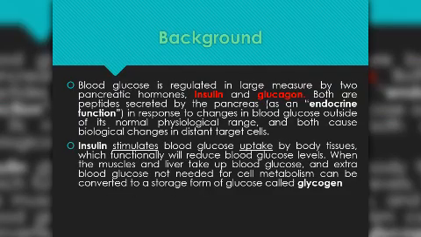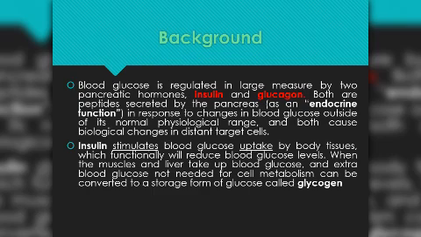Blood glucose is regulated in large measure by two pancreatic hormones, namely insulin and glucagon. Both are peptides secreted by the pancreas in response to changes in blood glucose outside of its normal physiological range, and both cause biological changes in distant target cells. Insulin would stimulate blood glucose uptake by body tissues, which functionally will reduce blood glucose level.